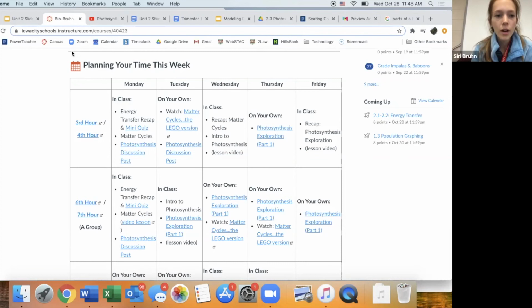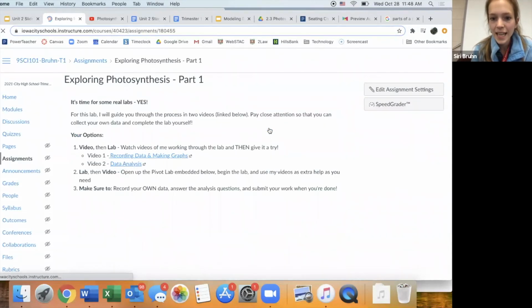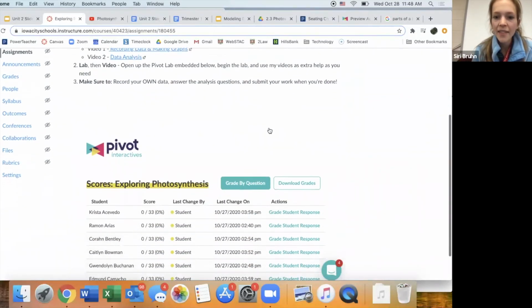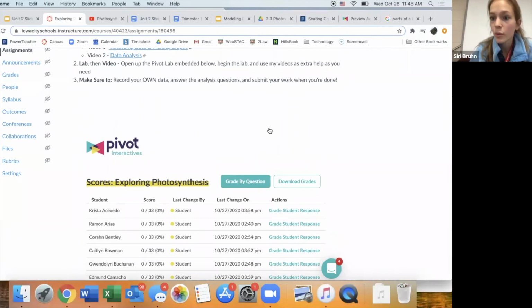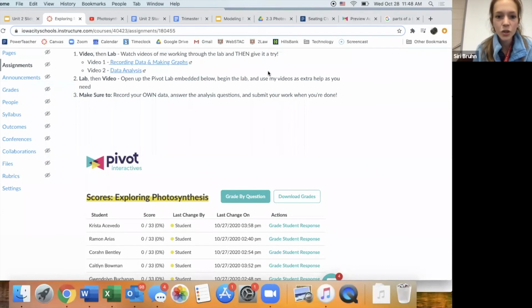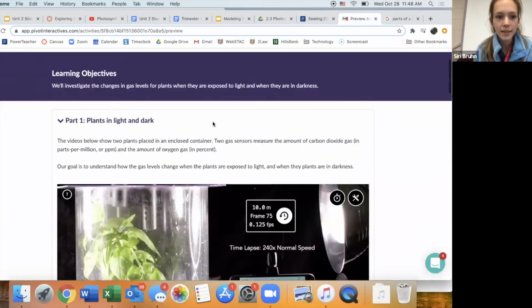So you are going to click in the calendar on Photosynthesis Exploration Part 1. So this is a lab that's kind of similar to a Google assignment, and that it's embedded in Canvas. So you're going to do it right here in the Canvas assignment. And when you get to this assignment, you'll have to sign up for Pivot. There's already a class there that you'll be in, but you're going to sign up for Pivot. There'll be a button to do that. You'll use your normal email information. And then you're going to get to a place that looks like this.